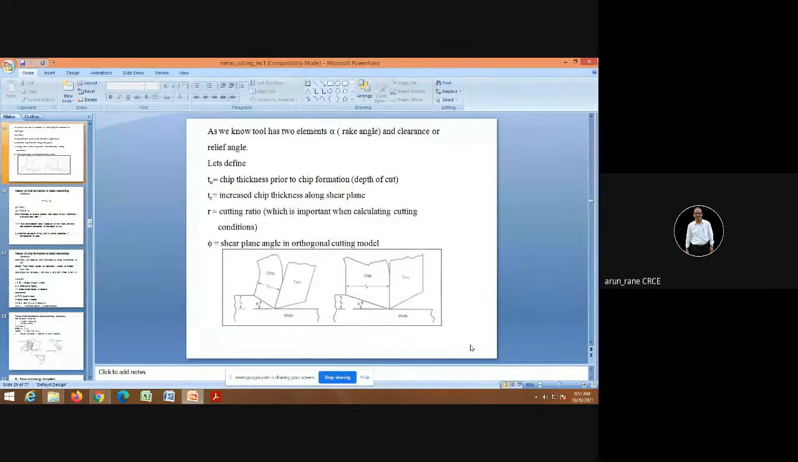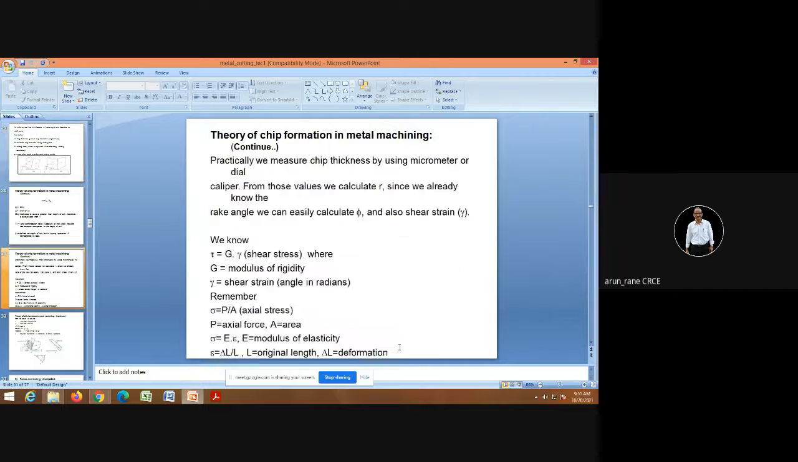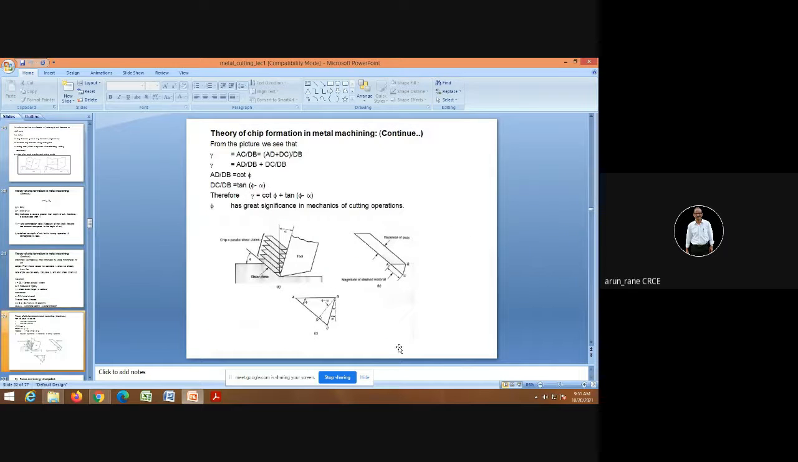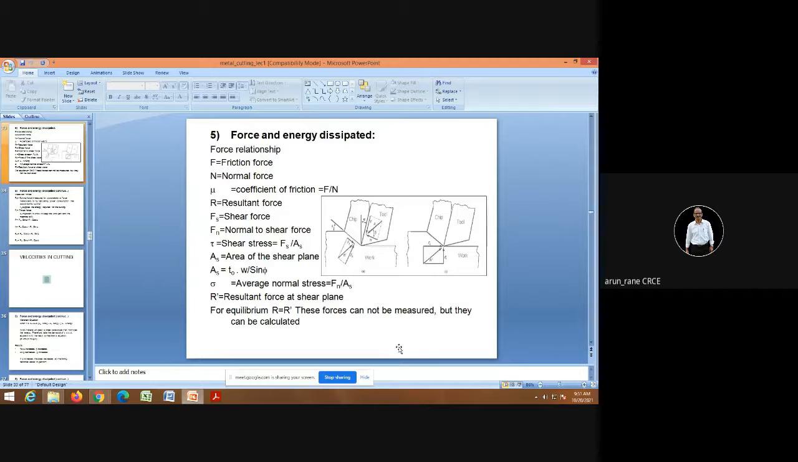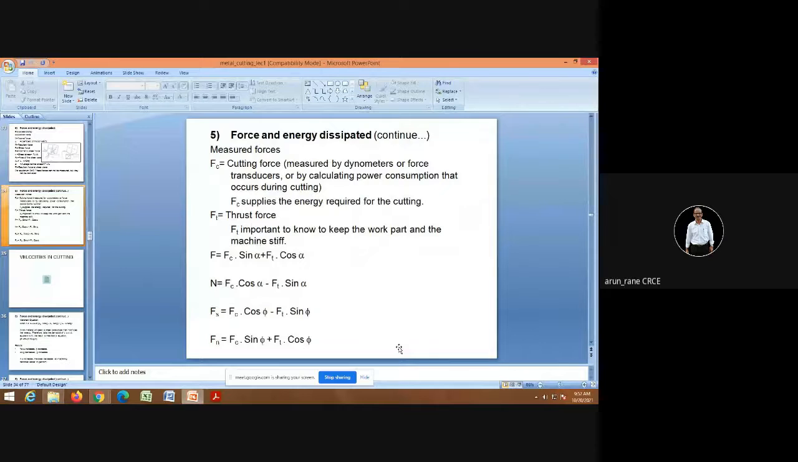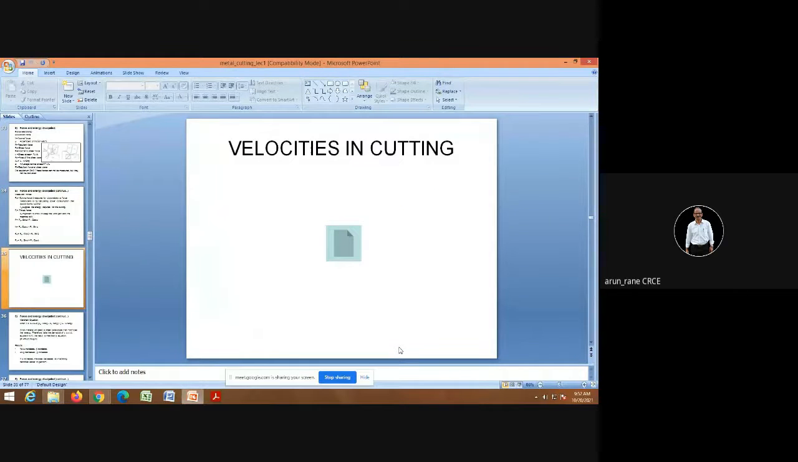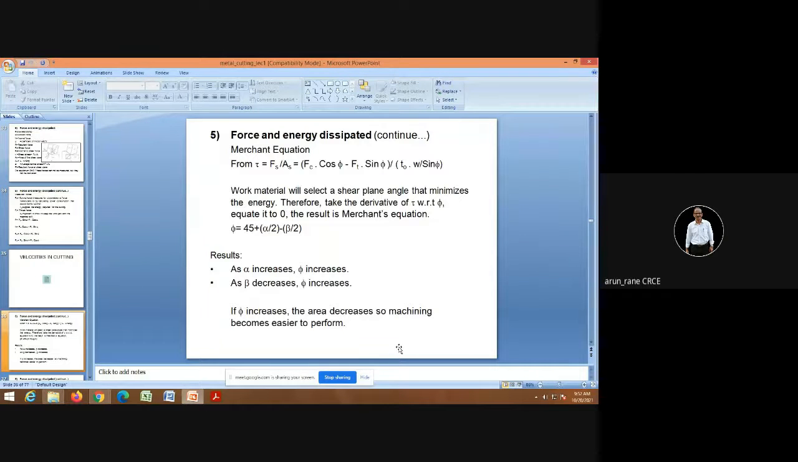So what is important is only the angles, that is, describe the various angles, draw and sketch, and what is orthogonal cutting and what is oblique cutting. Based on the forces, you can calculate the energy consumption, then you can calculate the HP, horsepower.